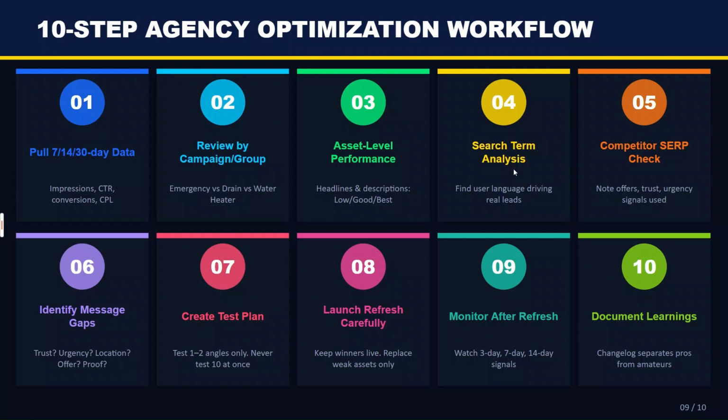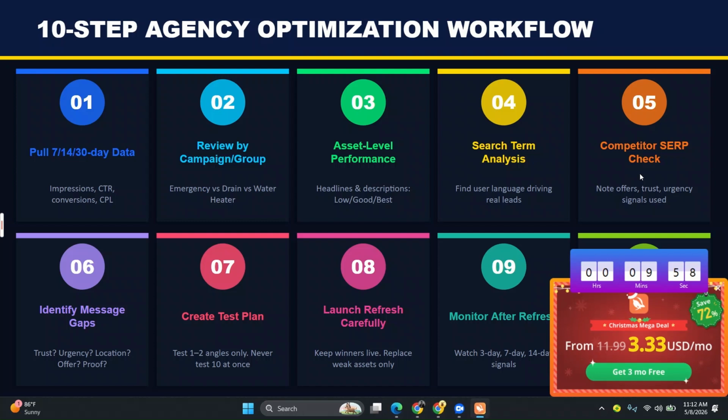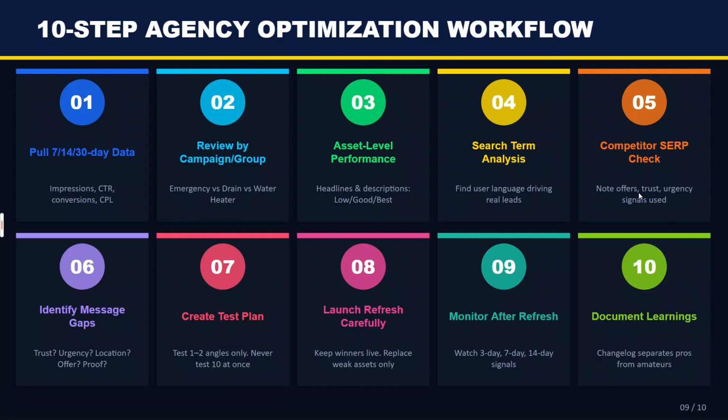So there, the exact words, your best source for your new headline ideas. Number five is competitor search check. Manually search your main keywords on Google. See what the companies are saying. Note their offers, their guarantees, their urgency signals.